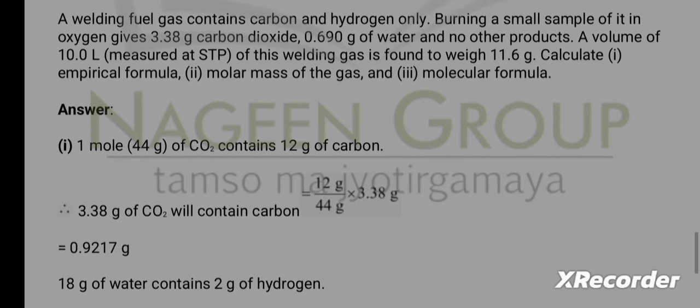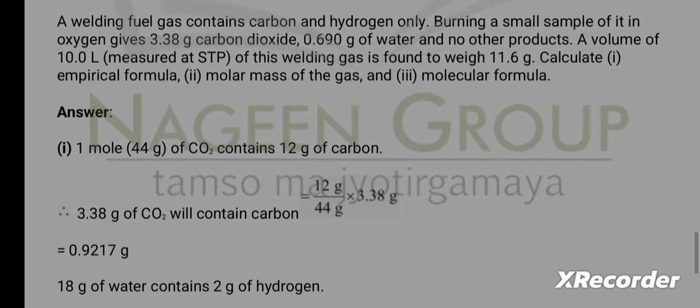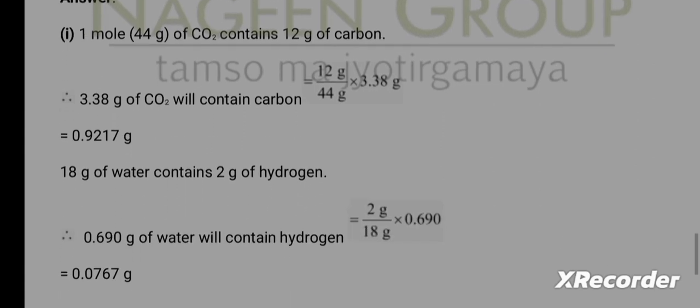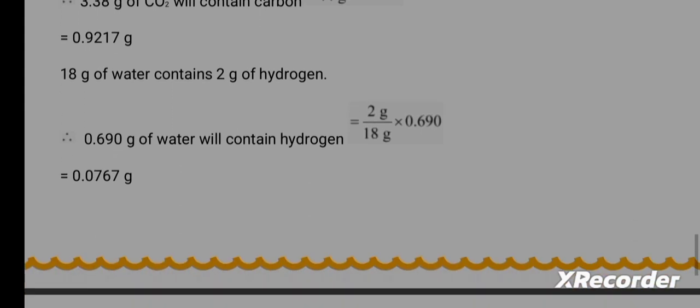Clear? Same here for the water. Water mass is 18 gram. You know that in 18 gram of water there is hydrogen only 2 gram. So how much of 0.690 gram of water contains hydrogen? So 2 divided by 18 multiplied by 0.690, you will get 0.07.